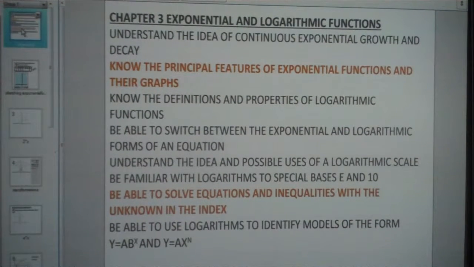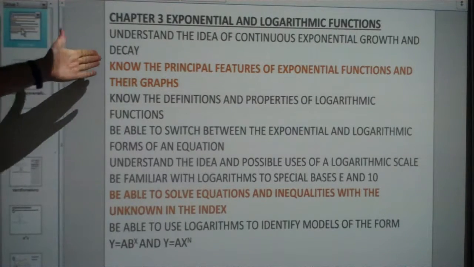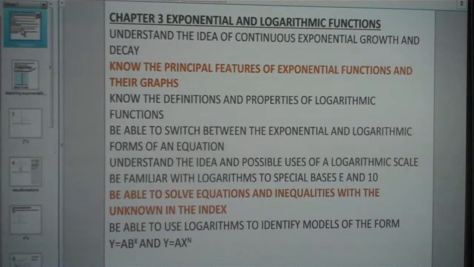Now this is our second lesson in Chapter 3 on exponential and logarithmic functions, and so we're going to look at some of the principal features of their graphs, which you should possibly have covered in Algebra 2 as well. And also we're going to do some work on solving equations as well, when the unknown is the index.